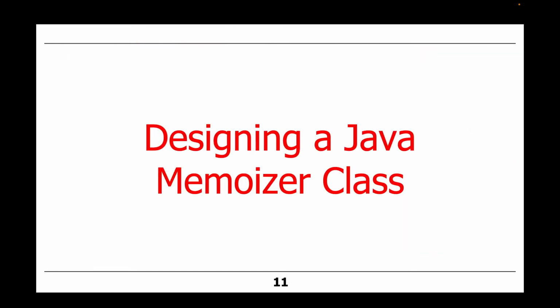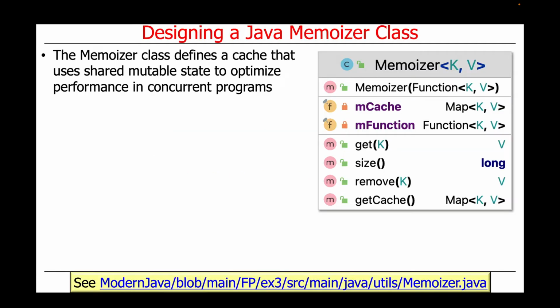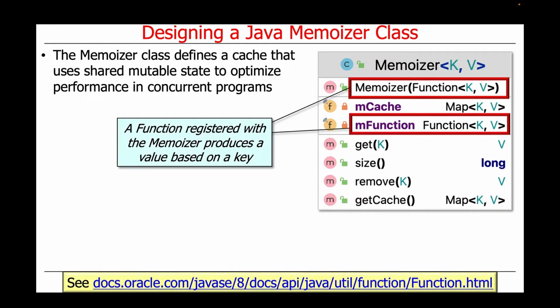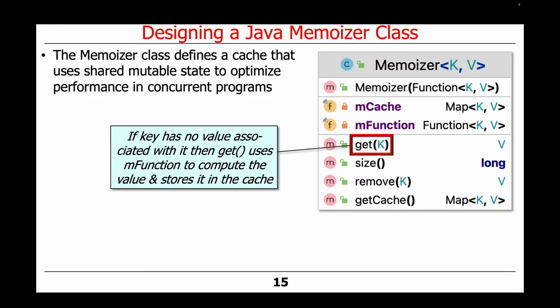We'll now discuss the design of a Java Memoizer class. The Memoizer class we'll discuss defines a cache that uses shared mutable state to optimize performance in concurrent programs. The Memoizer class is based heavily on the excellent book Java Concurrency in Practice by Brian Goetz and his colleagues. The Memoizer constructor is passed a function. This function is stored in the mFunction field. The Memoizer later uses this function to produce a value based on a key. It does this by calling the get method, passing in the key.